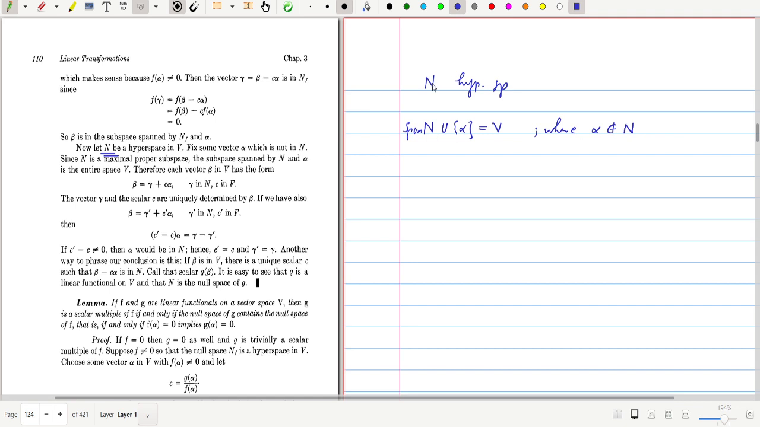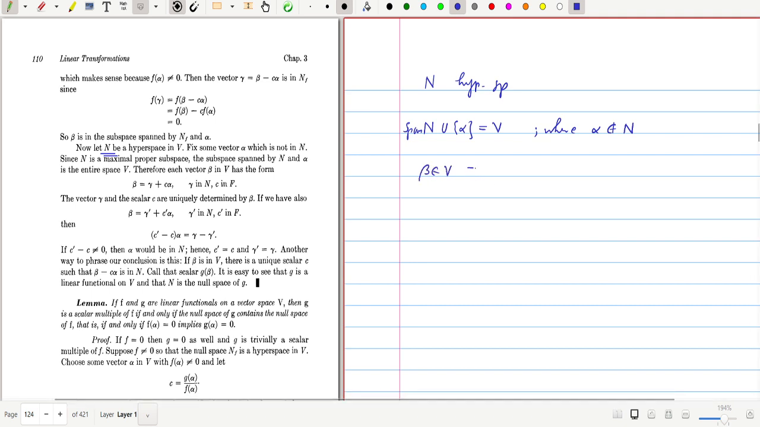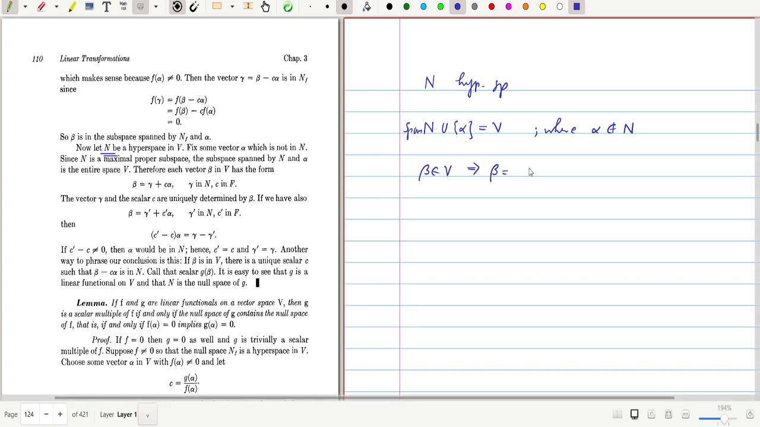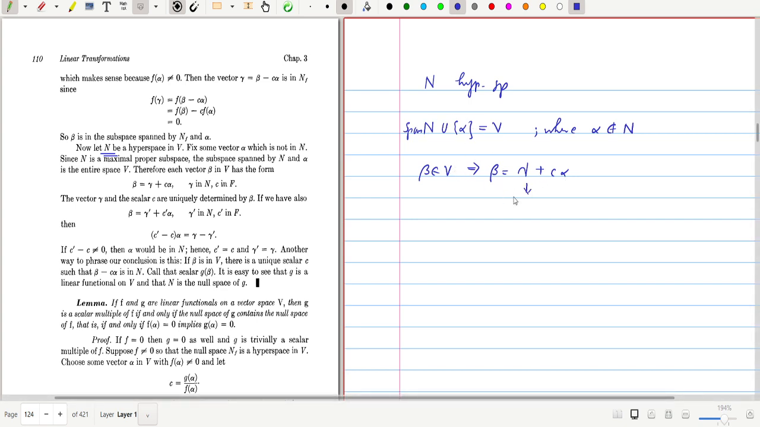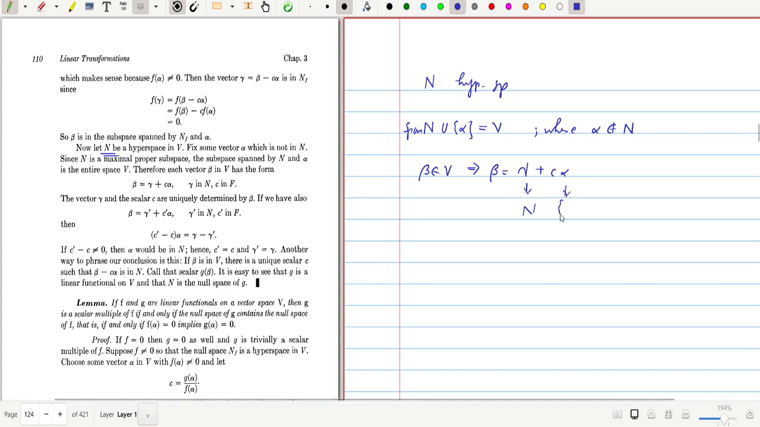So corresponding to this N, we will find a linear functional as well. This is the definition of the hyperspace. Then if you have any beta belonging to V, this beta can be written as an element of N plus C alpha, because this beta belongs to V and V is this one. Then gamma is an element of this N, and alpha belongs to the singleton set alpha.